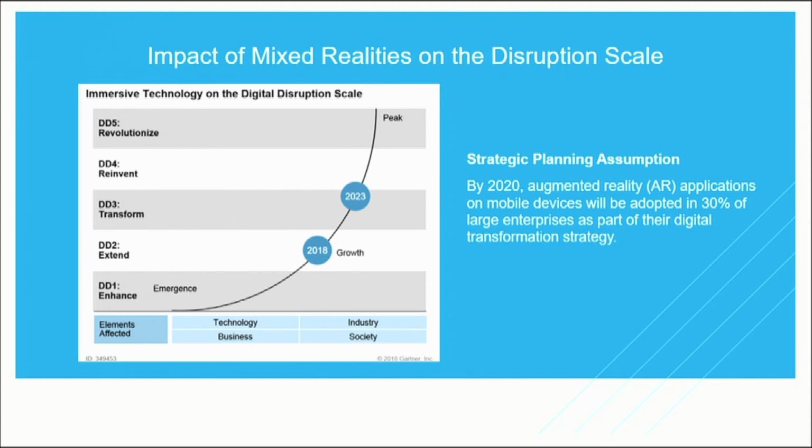So the impact of mixed realities on the disruption scale. This slide comes from an independent and renowned consulting publication. As you can see, we're now in the transform stage, and in a few months, when we hit 2020, 30% of our projects should be using some sort of advanced visualization technology, so AR, VR, or even mixed realities. Of course, this is ahead of the curve, right?